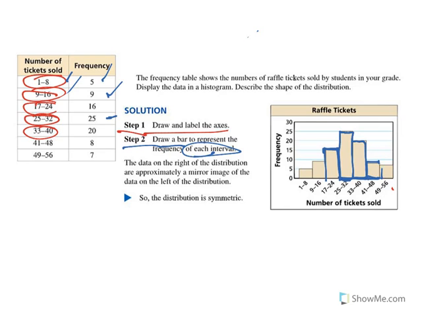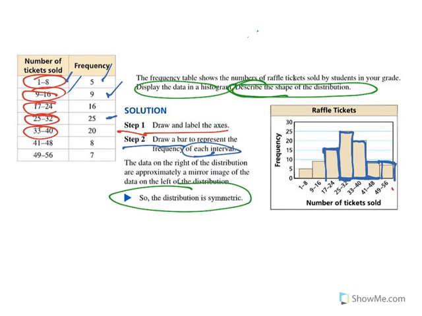etc. On mine, the 49 to 50 is cut off, but you get the idea at this point. The last thing is you need to remember the question was to display it in a histogram and then describe the shape. Now that you have your histogram, it looks to me like the tallest one is in the middle, so it is symmetric. It doesn't matter for the shape that this one is taller than that one. It's just that the tallest one is in the middle, so it would be symmetric.